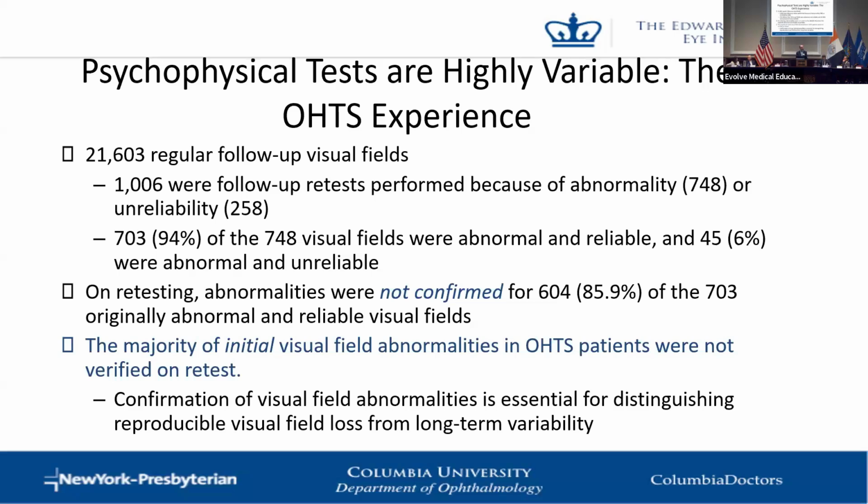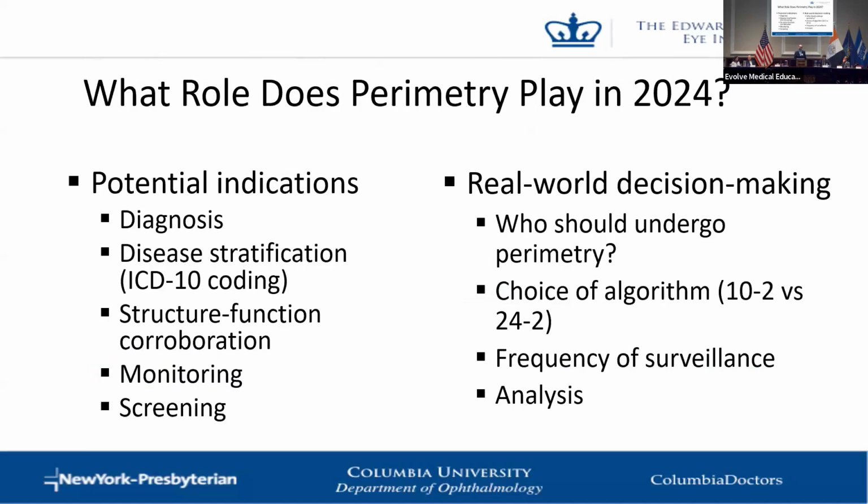Just another caveat, in the OHTS trial, we learned that most changes that occur in a visual field time to time are not repeatable. You must repeat this test to make sure that the finding that suggests change is repeatable. All that being said, what are the potential uses of perimetry? They're listed here on the left: diagnosis, structure function corroboration, monitoring. Some people have advocated screening. We all need it for disease stratification when we do ICD-10 coding.